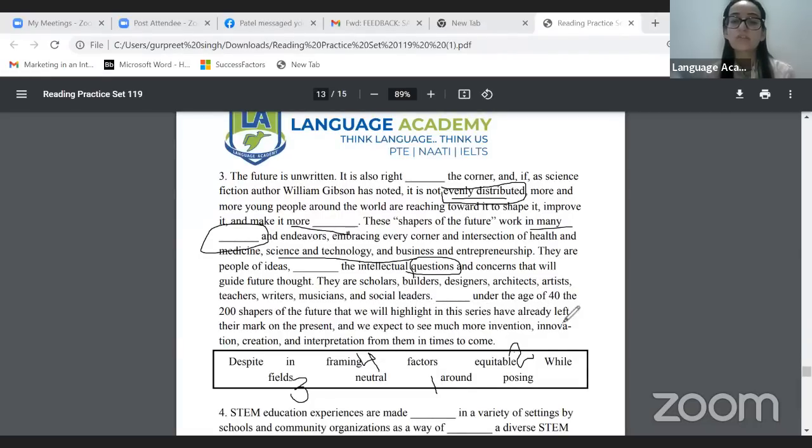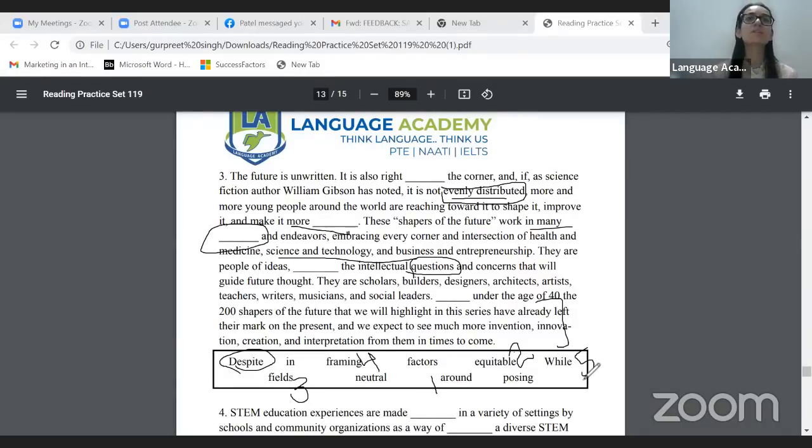Under the age of 40, the 200 shapers of the future that we will highlight in this series have already left their mark on the present, and we expect to see much more invention. So we have despite and while. By now, all of you should know that despite is used when you have contrast in the sentence. There is no contrast. It's a completely positive sentence, so it's better to go with while.